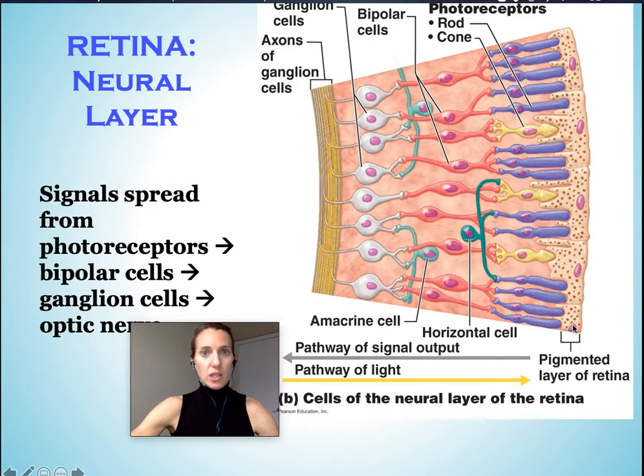And one more thing here, the pigmented layer that you see on the back of the retina, this is just anterior to the choroid. And you see, again, that it's pigmented. So because of that, it is going to play a role in helping to absorb light. You also have some vitamin A that's going to be stored here.